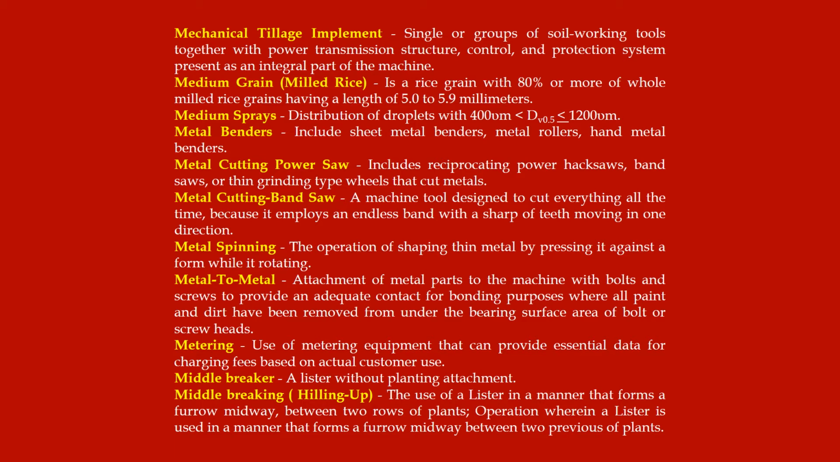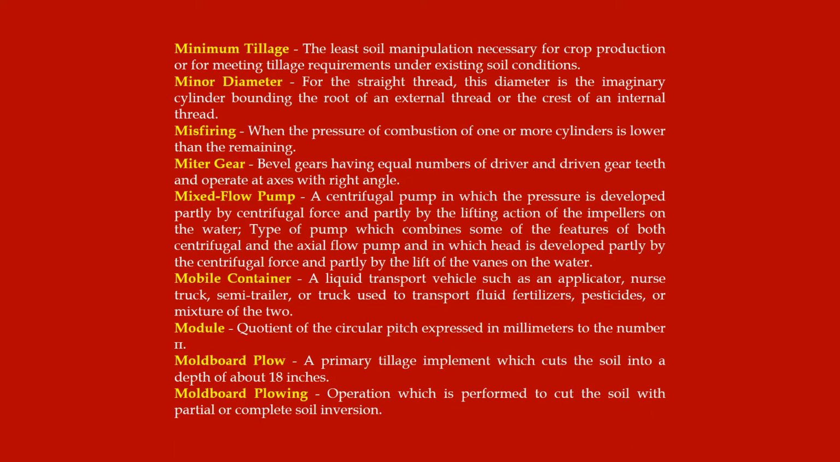Metering. Use of metering equipment that can provide essential data for charging fees based on actual customer use. Middle breaker. A lister without planting attachment. Middle breaking, hilling up. The use of a lister in a manner that forms a furrow midway between two rows of plants. Operation wherein a lister is used in a manner that forms a furrow midway between two previous rows of plants. Minimum tillage. The least soil manipulation necessary for crop production or for meeting tillage requirements under existing soil conditions.